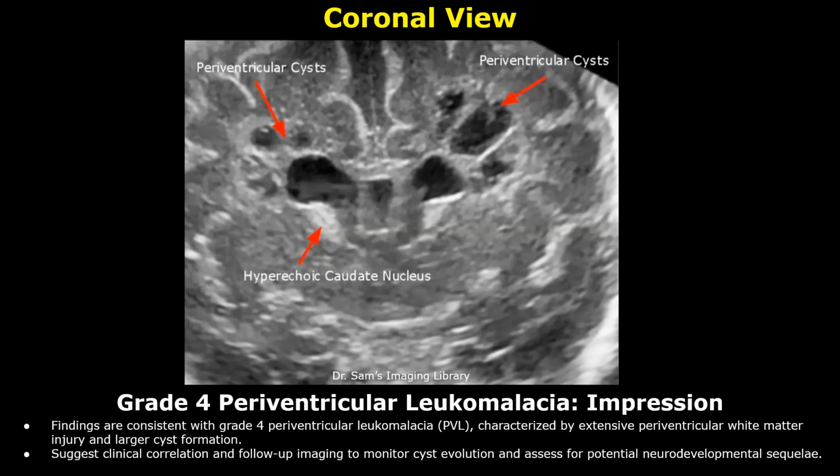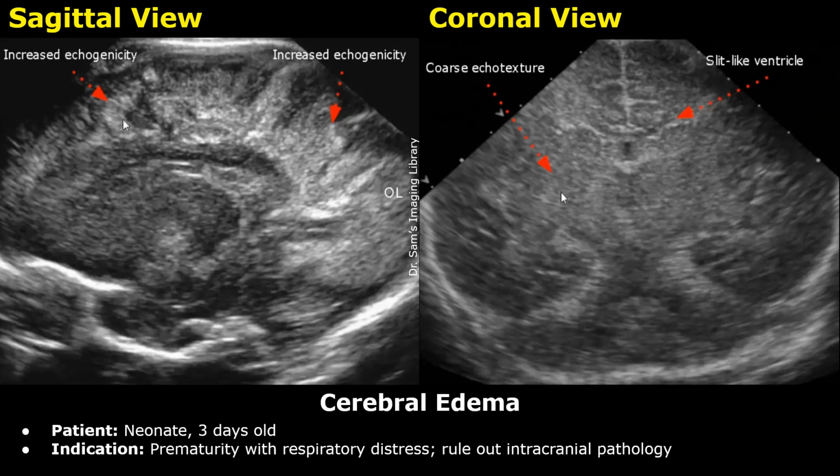Impression. Findings are consistent with grade 4 periventricular leukomalacia, characterized by extensive periventricular white matter injury and larger cyst formation. Suggest clinical correlation and follow-up imaging to monitor cyst evolution and assess for potential neurodevelopmental sequelae. This is a case of cerebral edema. Here is the report. Patient is a neonate, 3 days old.